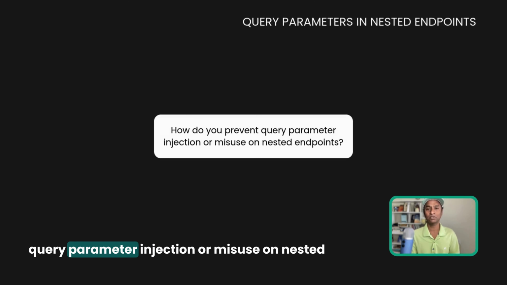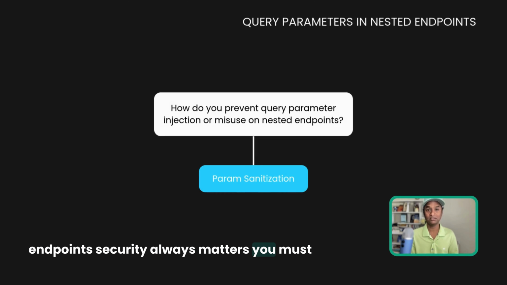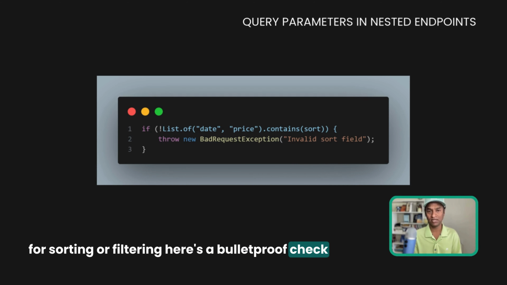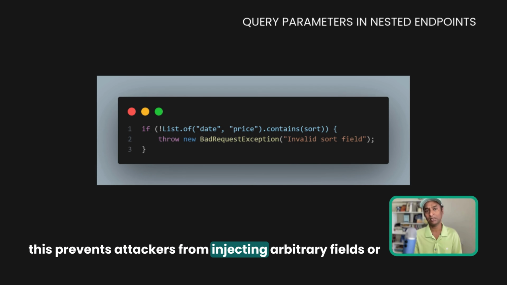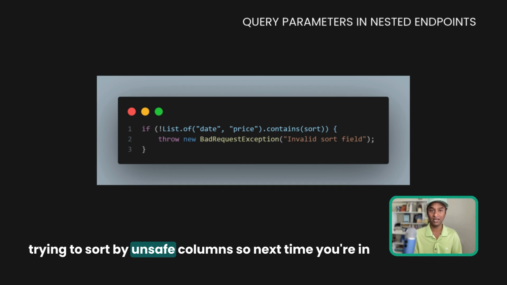How do you prevent query parameter injection or misuse on nested endpoints? Security always matters. You must validate and sanitize every query param, especially for sorting or filtering. Here's a bulletproof check. This prevents attackers from injecting arbitrary fields or trying to sort by unsafe columns.